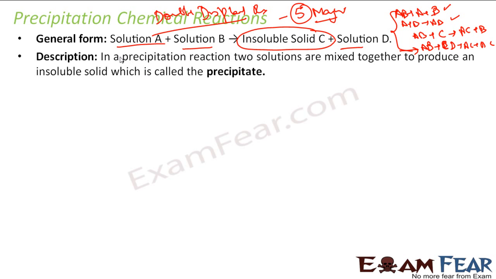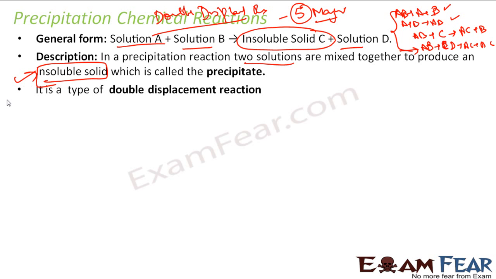That's what the chemistry description says. In this precipitation reaction, 2 solutions are mixed together. It forms an insoluble solid, and that is nothing but the precipitate. It's a type of double displacement reaction. So when I'm discussing precipitations, let's discuss solubility also, because they are all linked together.